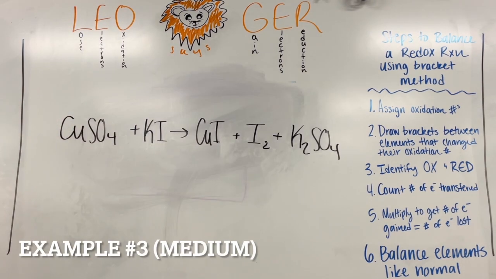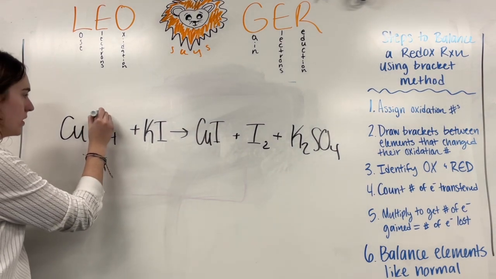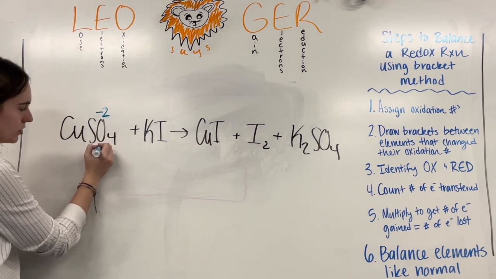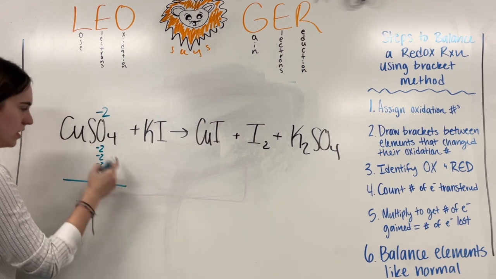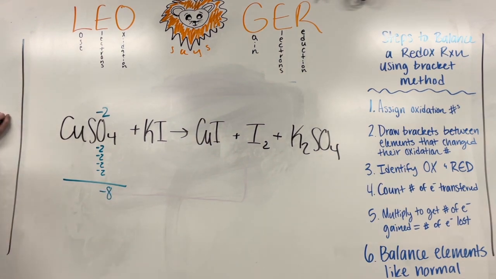Okay, step 1, assign oxidation numbers. This is where it gets a little trickier to do with oxidation numbers. So you gotta go step by step. Oxygen is always -2. Okay, so if I wanted to, I could say there's 4 oxygens. So let's figure out how much negative charge is really coming from these oxygens. 2, 4, 6, 8 is coming from here. A lot of people get stuck at this point because they say, well, I don't have a rule for copper or sulfur. That's always true.